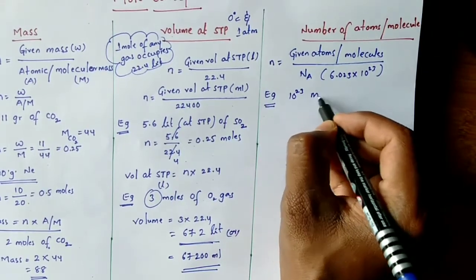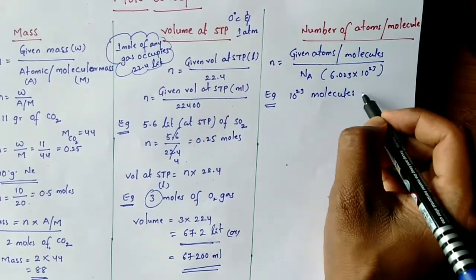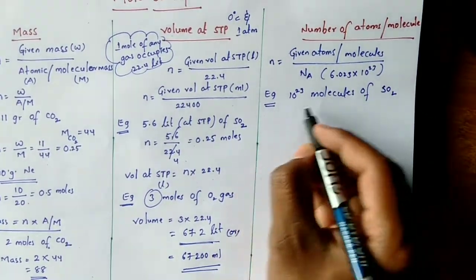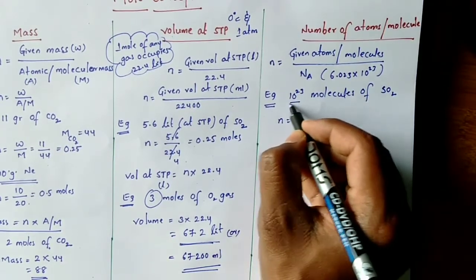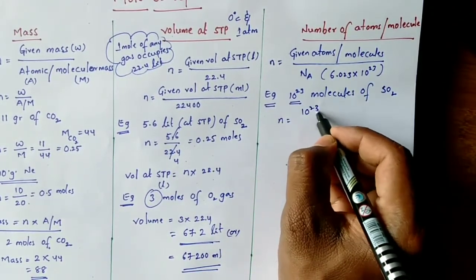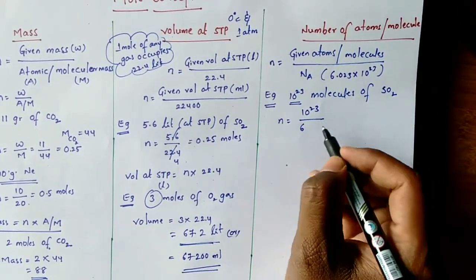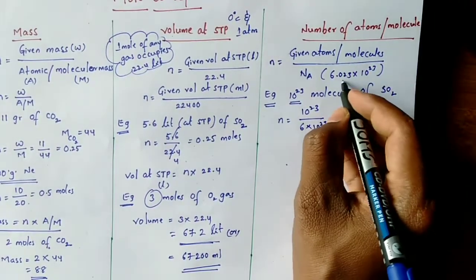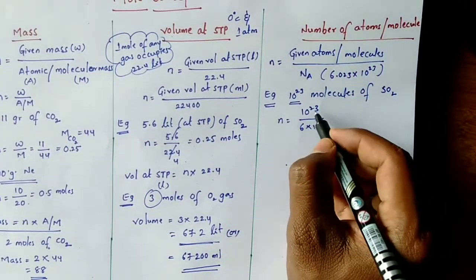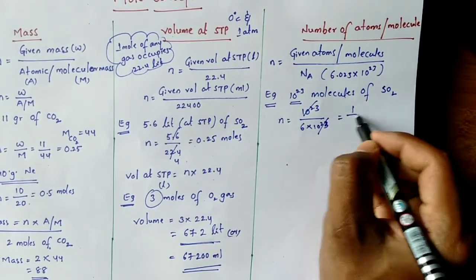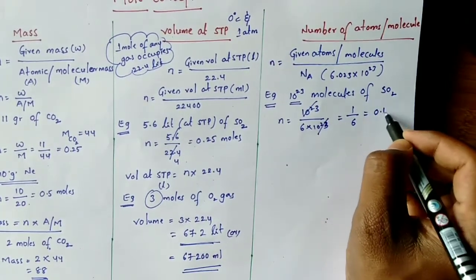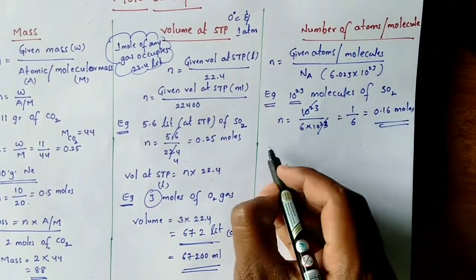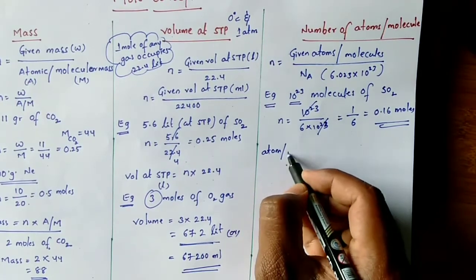Let us take one example: 10 power 23 molecules of sulfur dioxide gas, whatever the gas. How many moles are there? Number of moles equals given molecules, 10 power 23, by Avogadro number. For easy calculations, I am taking simply 6 into 10 power 23. You can neglect that 0.023. So 10 power 23 gets cancelled, leaving 1 by 6, that is 0.16 moles.